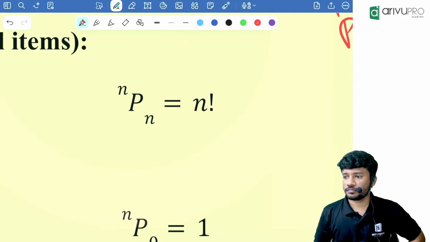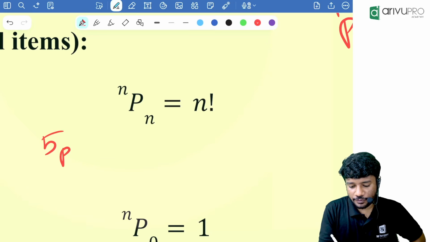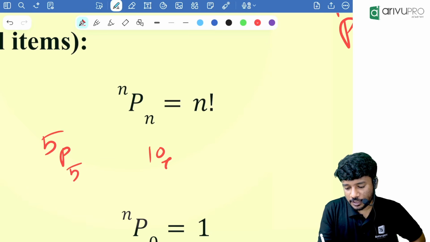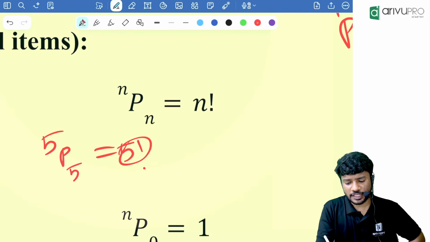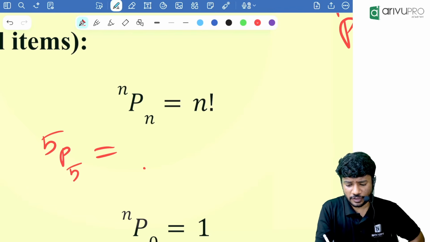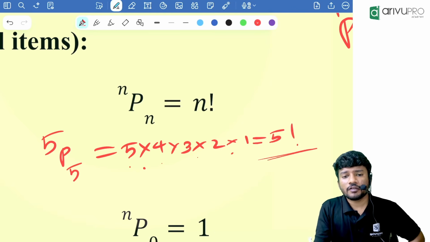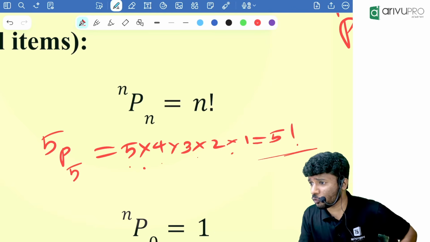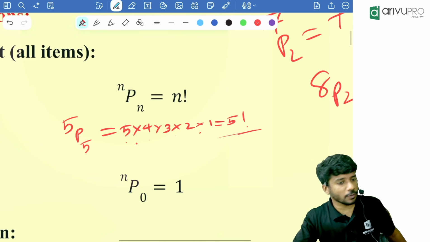nPn. Make a note of it. For example, 5P5, 10P5, 10P10. All the values will be what? 5 factorial itself. Why is it becoming 5 factorial or n factorial? Can I say 5P5 is nothing but 5 into 4 into 3 into 2 into 1. 5 into 4 into 3 into 2 into 1 is how much now? 5 factorial. That's why it is becoming what? 5 factorial. Okay people, 5P5 is equal to how much?